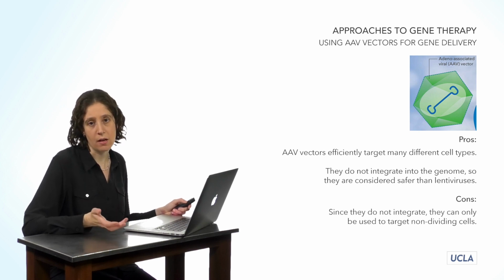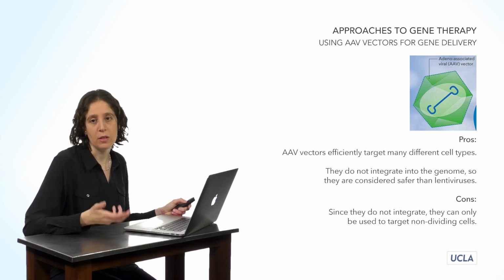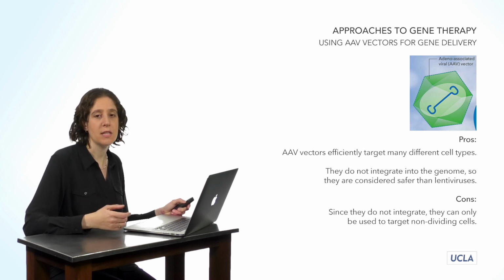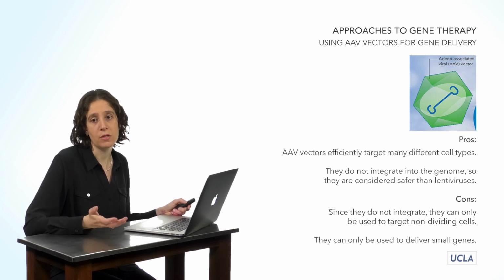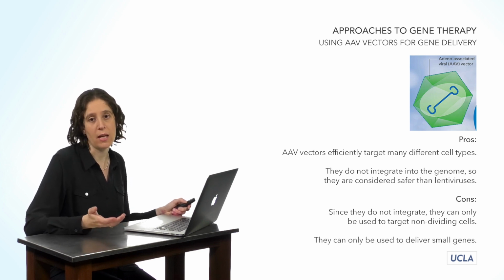However, the flip side of this is that since they do not integrate, they can only be used to target non-dividing cells, or long-lived, terminally differentiated cells. So for example, you can use AAV vectors to target retinal cells, and we'll talk about an example of this in the next video. However, you can't use AAV vectors to target hematopoietic stem cells because the immune cells that are produced from the infected stem cells would not have the AAV vector. Another disadvantage is that AAV vectors can only be used to deliver small genes, since they're not capable of carrying large genes.